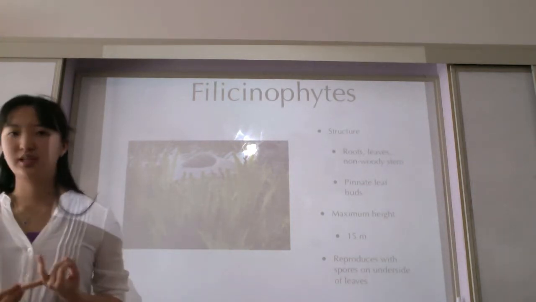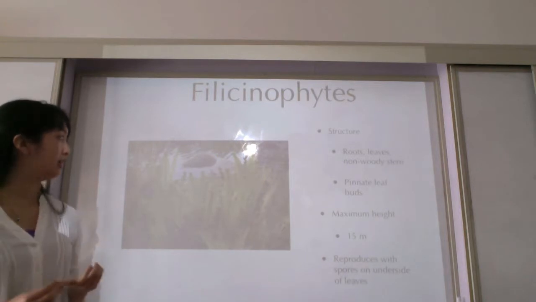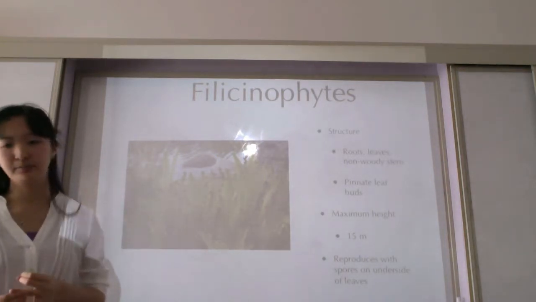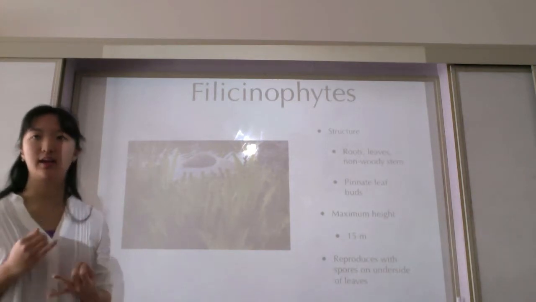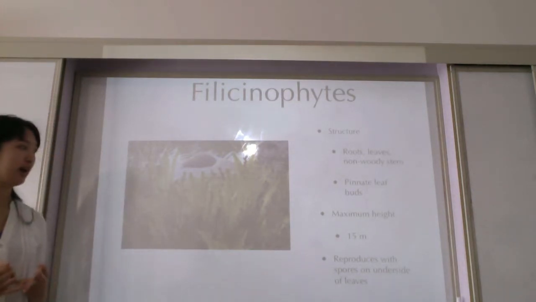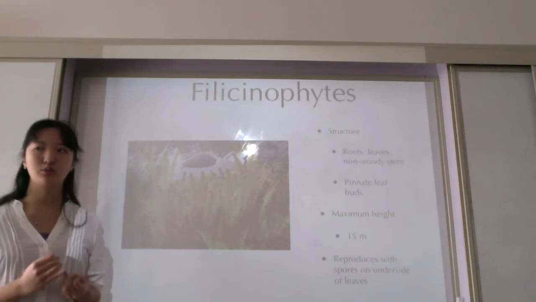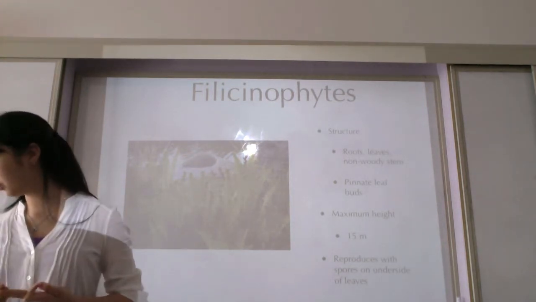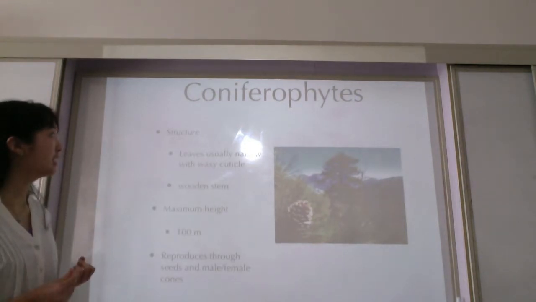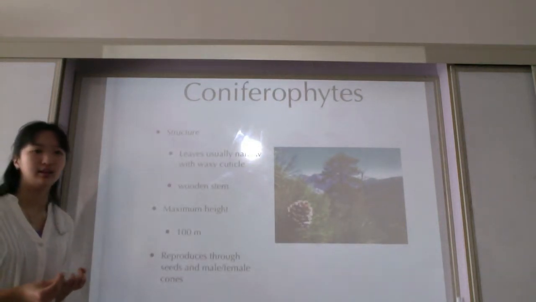Their maximum height is 15 meters, which sounds like a lot, but these ferns can really grow. And they reproduce with spores as well, kind of like mosses, kind of like bryophytes, but their spores grow on the underside of the leaves in the sporangia.